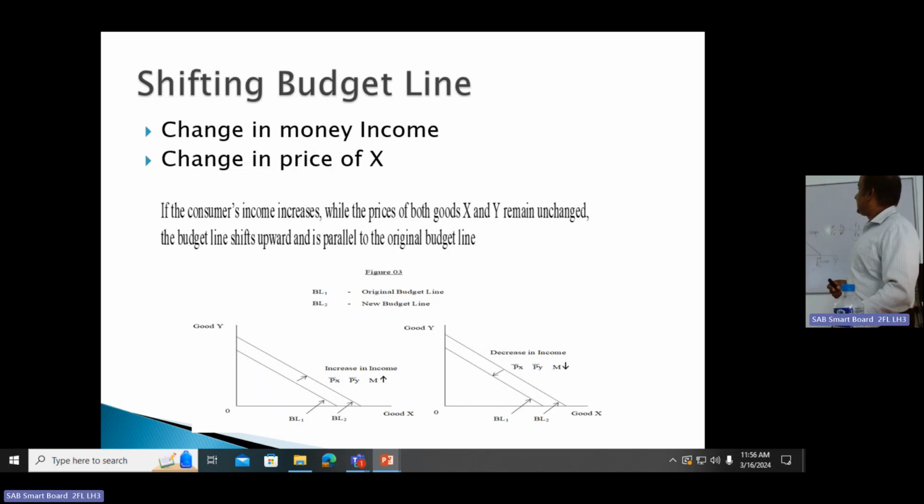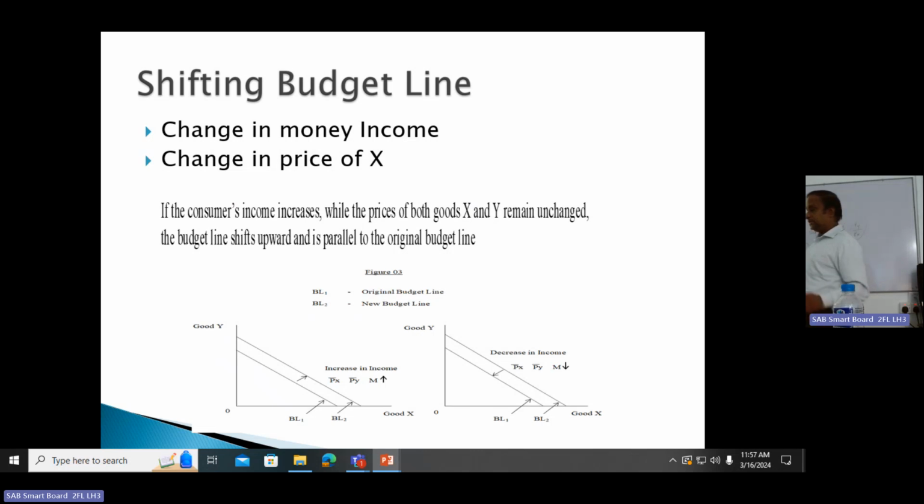Now, what are the shifting factors of this budget line? We know that this budget line is downward sloping from left to right, right. One factor that shifts the budget line is if the money income M is changed. That means M is common to both sides, right? Because we take the purchasing power. If money income increases, what happened? Earlier we assumed fixed money income for the budget line. But if the money income changes, the entire budget line shifts to the left or right.